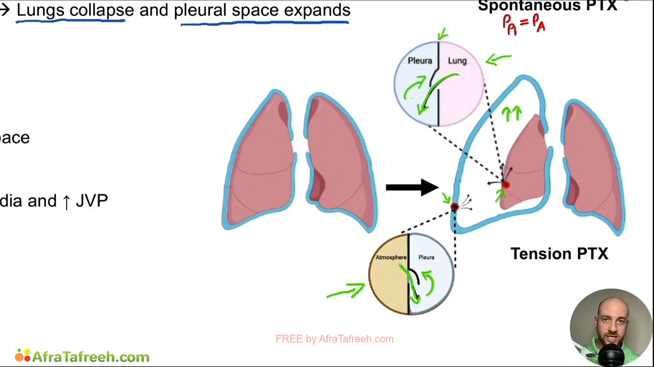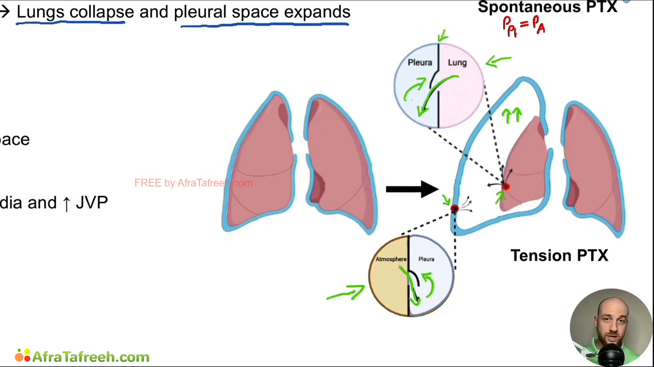And so as a result, as we keep introducing air into the pleural space with every breath, that pleural pressure is going to get very large. And so that's why we call it a tension pneumothorax, because we're building up a lot of tension in the pleural space. And so this is one of the main differences between a tension pneumothorax and a spontaneous pneumothorax, because in a tension pneumothorax, the pleural pressure is getting very large, whereas the alveolar pressure is essentially staying stagnant. And so we can write this down here. In the tension pneumothorax, the pleural pressure is going to be much larger than the alveolar pressure.